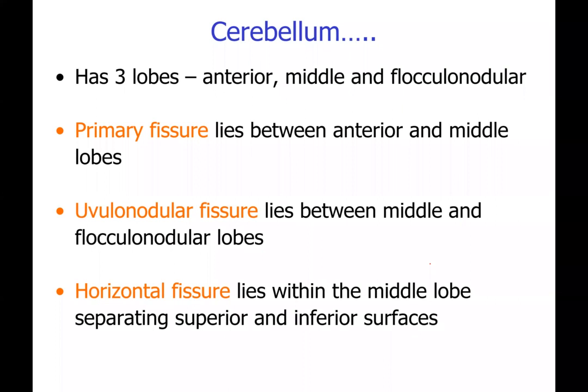Okay, so these terms, I'll just read them. The cerebellum has three lobes. I'll show you diagrams later. When it comes to lobes, there are three lobes: anterior, middle, and flocculonodular lobes. This will confuse you. Then fissures: there's a primary fissure, a horizontal fissure, and a uvulonodular fissure. This is very complicated. So forget about the slides. I'll try to explain it here.